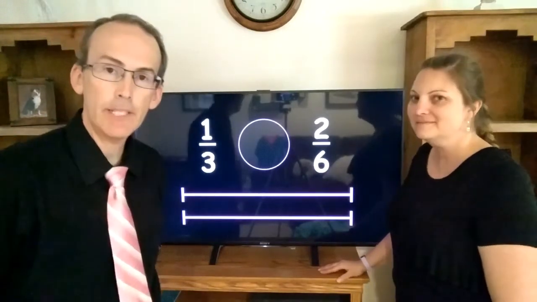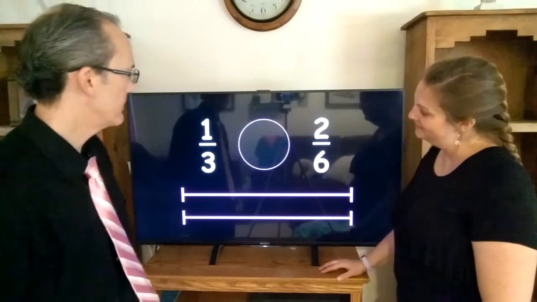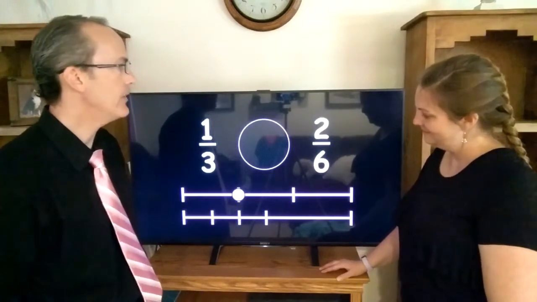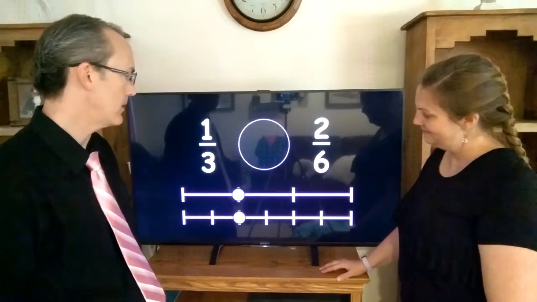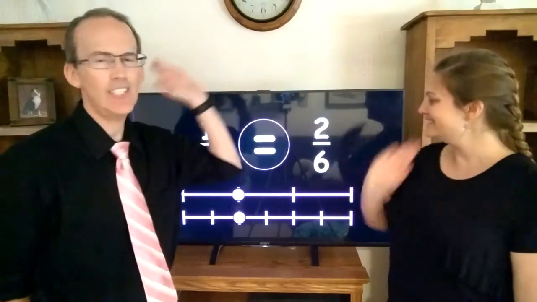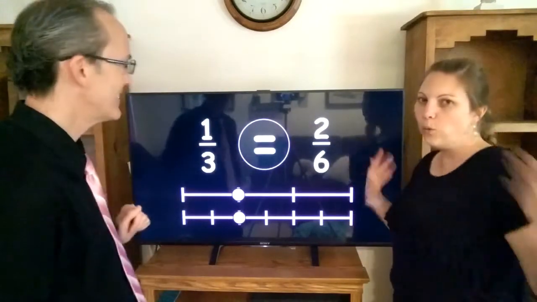She's got a good explanation. Let's see if she's right. 3 equal pieces with the first one marked. 6 equal pieces, and the second piece is marked. You are correct. They're equal. Oh, she is on fire, folks.